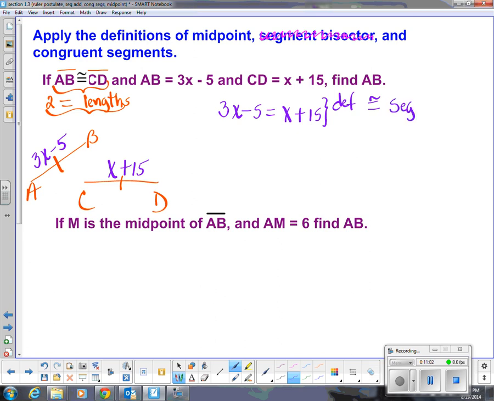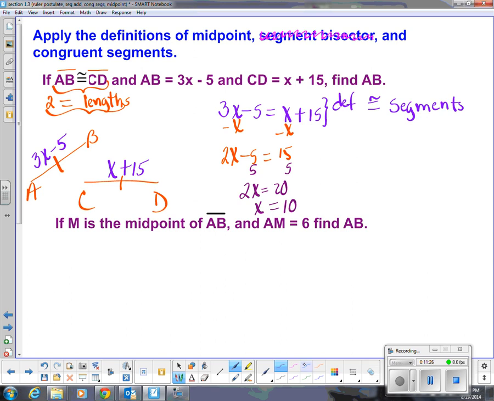Because what were you given? You were given two congruent segments. From here, the expectation is that you solve. So I'm going to subtract x. So I'm going to end up with 2x minus 5 equals 15. From here, I'm going to add 5. So I add 5 and I add 5. I've got 2x is equal to 20. Divide by 2, I get x is equal to 10.